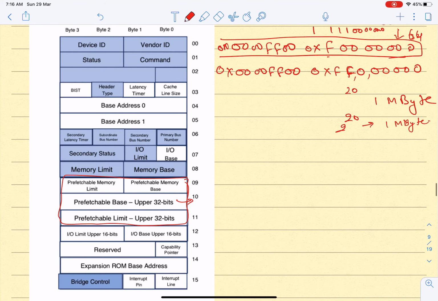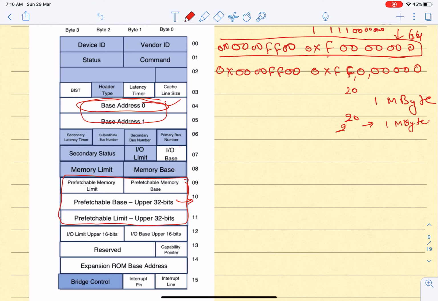Okay, so we have discussed, again I'm saying, how base address registers are configured depending on the size of the memory embedded in that particular device or bridge. It can be 32-bit. If it is 32-bit, then only one base address register will be configured. If it is 64-bit or prefetchable, both registers need to be configured.